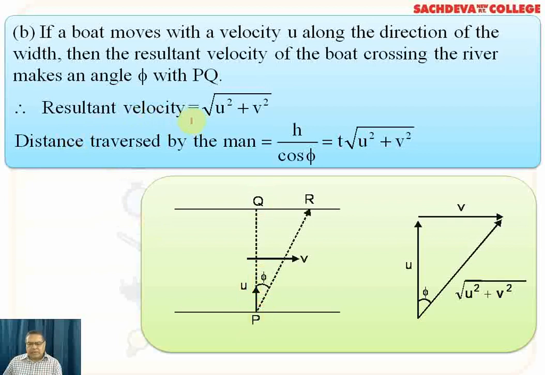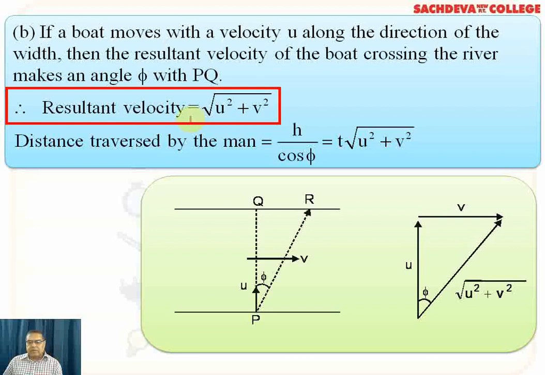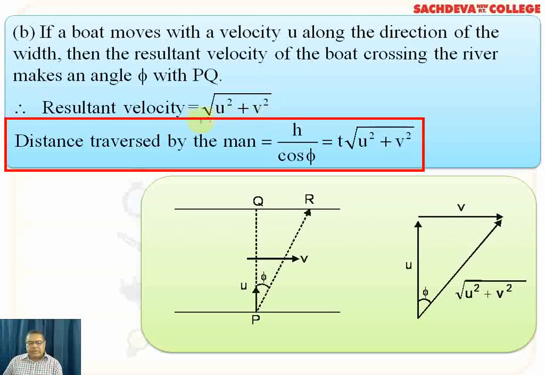So R stands for river and V is the velocity of the river. So the resultant will be given by the Pythagoras theorem. In the U-V triangle, V is the perpendicular line, U is the base line, and the longest line is the hypotenuse. So we can use the formula: resultant velocity is equal to the root of U square plus V square. Distance traversed by the man.